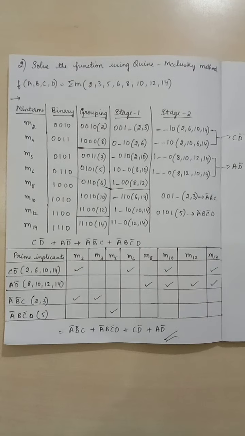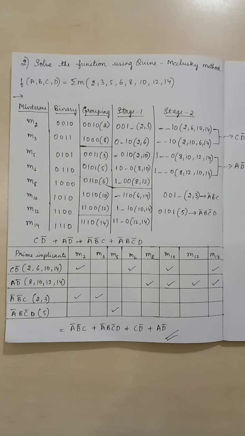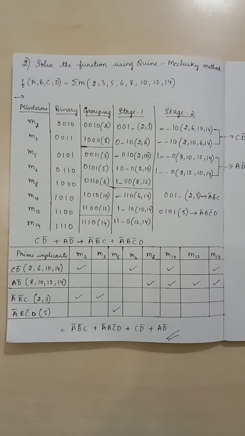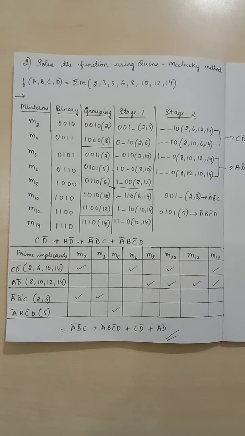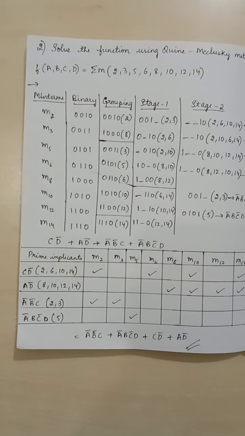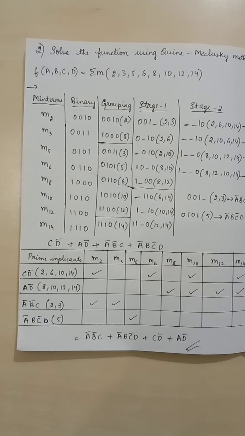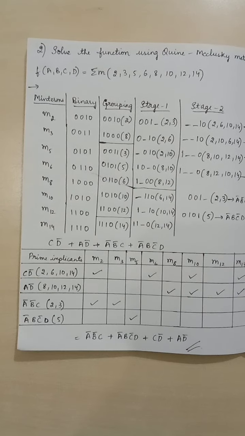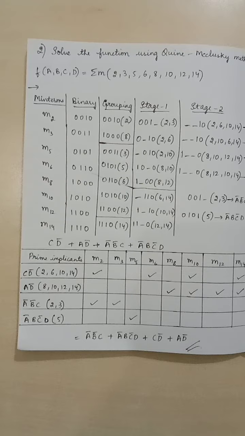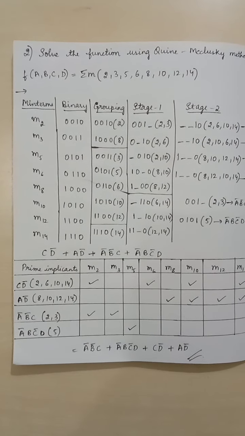Binary form of 2 is 0010, of 3 is 0011, of 5 is 0101, of 6 is 0110, of 8 is 1000, of 10 is 1010, of 12 is 1100, of 14 is 1110. In the next column, grouping of these binary numbers is done.